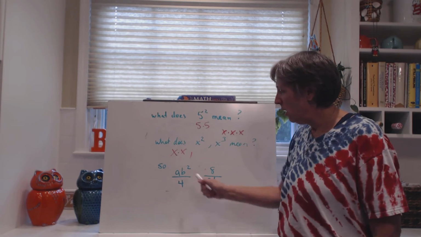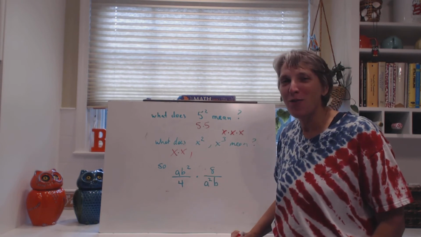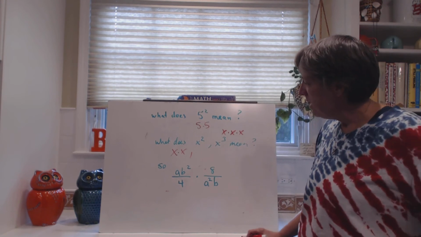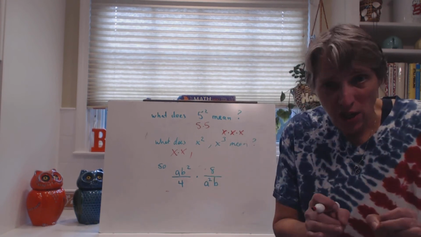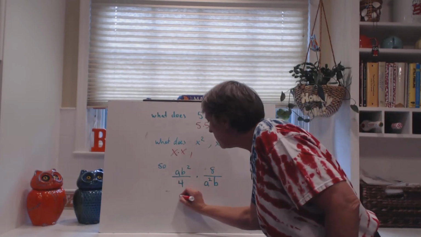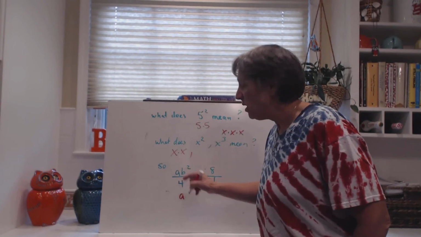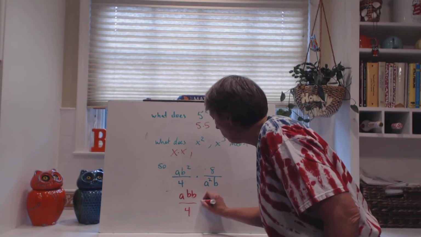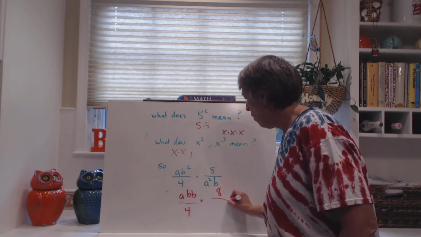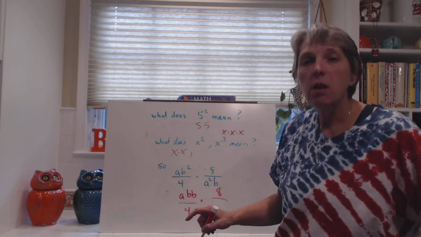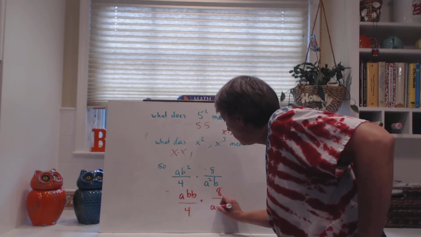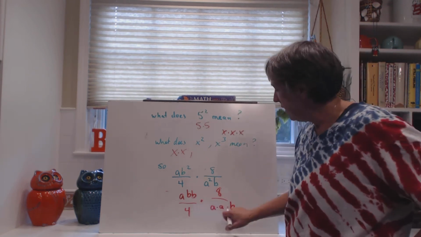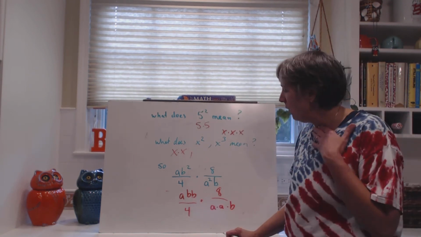Why is that important? Because you got to multiply these fractions with exponents. All right, so I would suggest rewriting this as a right now. And what is b squared? b times b over 4. And then we have 8 over a squared, which is a times b. That way we can see it. That's a b b and that's a b.